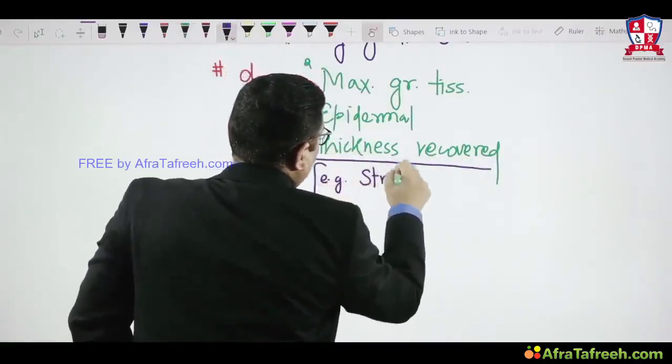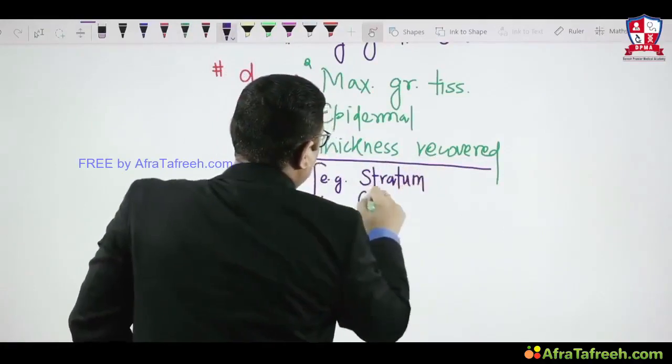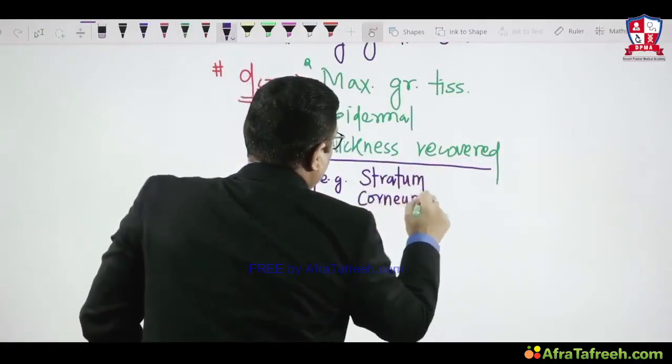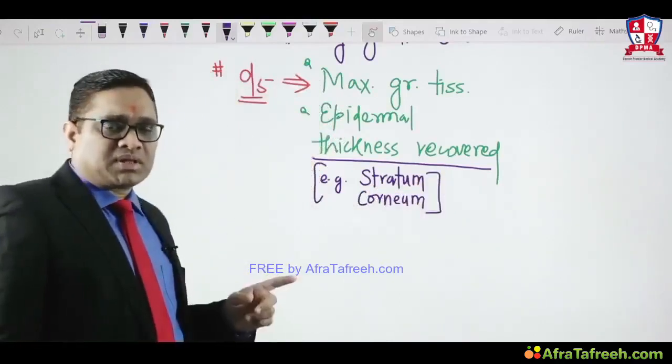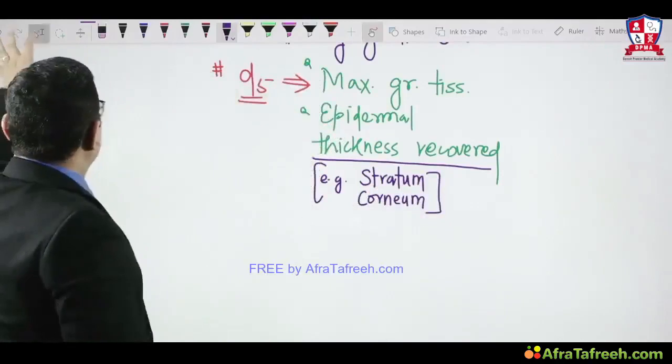How will you understand that it has been recovered? You will be seeing stratum corneum. So when the examiner says stratum corneum is seen, on which day? The answer should be day 5, meaning epidermal thickness has been recovered.